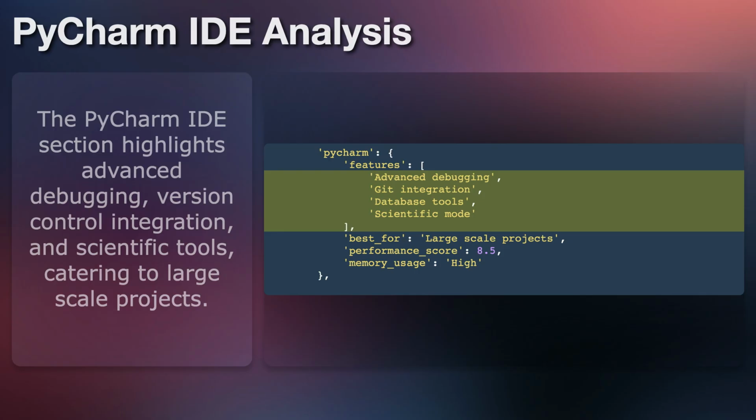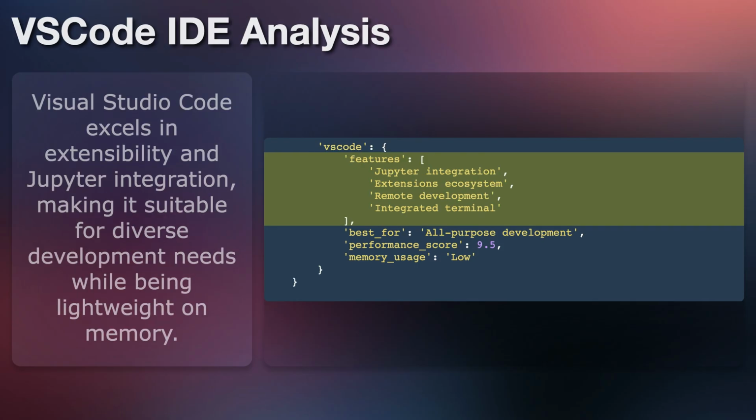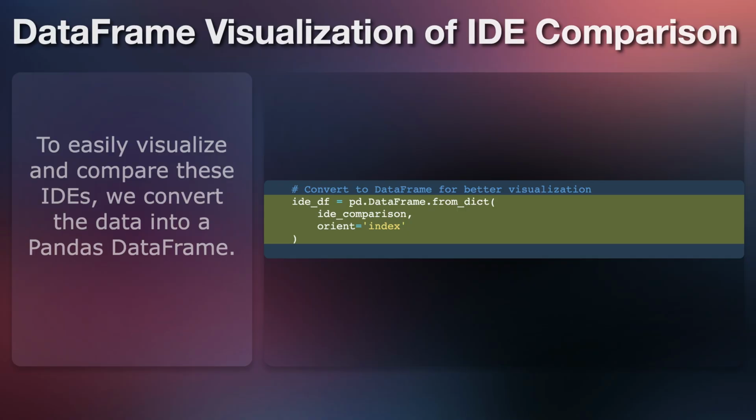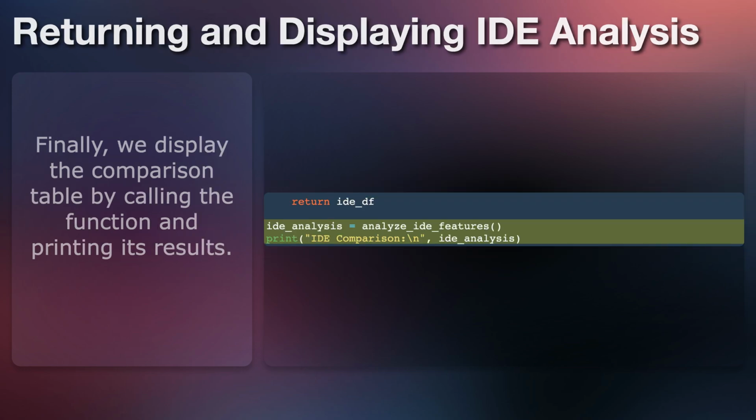analysis. The PyCharm IDE section highlights advanced debugging, version control integration, and scientific tools, catering to large-scale projects. Visual Studio Code excels in extensibility and Jupyter integration, making it suitable for diverse development needs while being lightweight on memory. To easily visualize and compare these IDEs, we convert the data into a pandas data frame. Finally, we display the comparison table by calling the function and printing its results.